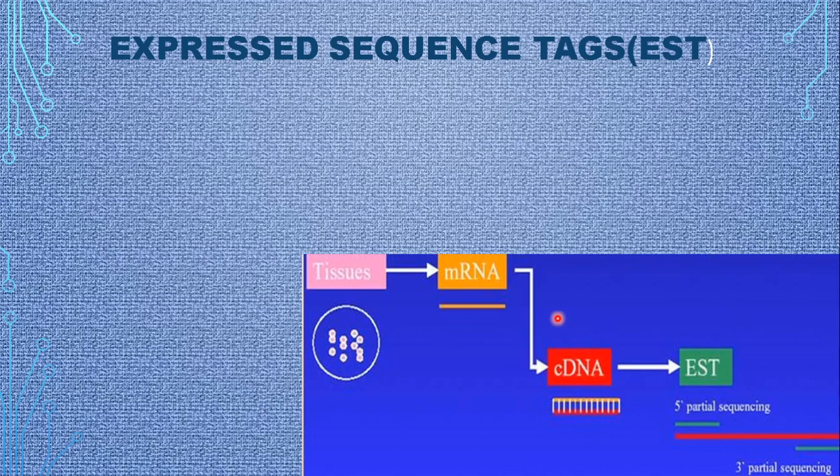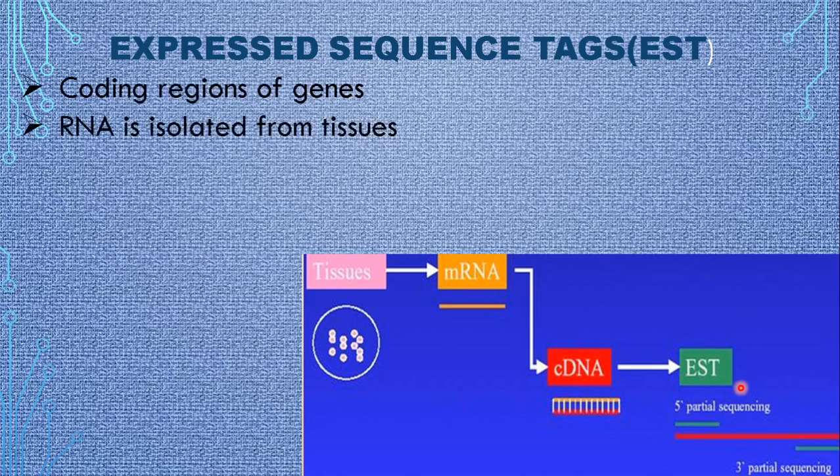First, expressed sequence tags. As I have already mentioned, the tissues were taken. From the tissues, the mRNA present in them was located, and through reverse transcription, DNA was made from that RNA, and then the DNA was tagged. The sequence of DNA was understood. So coding regions of DNA, the genes, were mainly studied here.